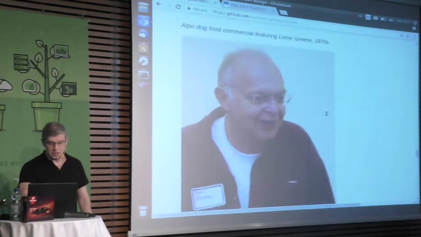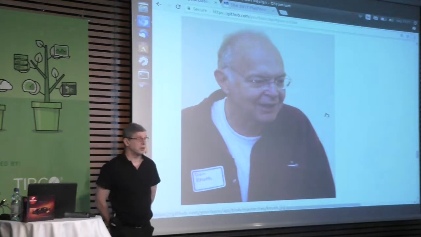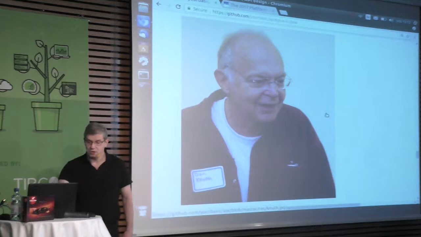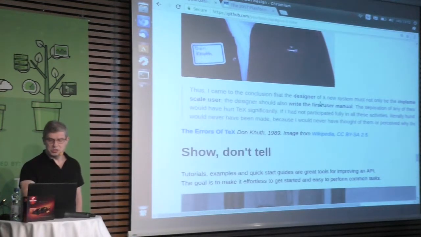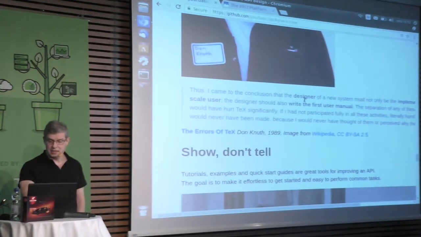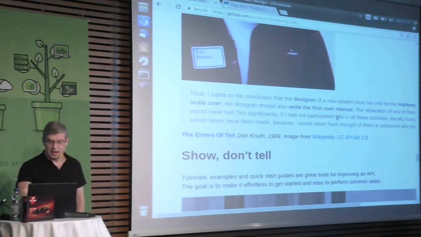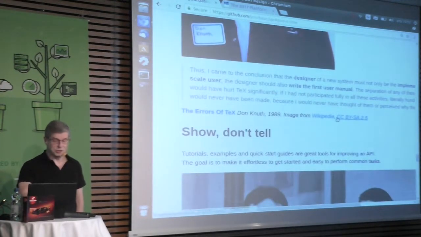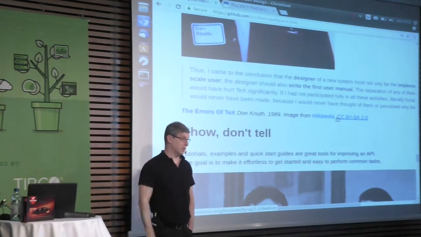Here is a much nicer looking guy, Don Knuth, who some people consider the father of modern computer science. He says the following about the same topic. He mentions four different roles in a software project: the designer, the guy who is implementing the thing, the first large-scale user, and the guy who writes the first user manual. It so happens that for his first big software project, he was doing all four of these things.